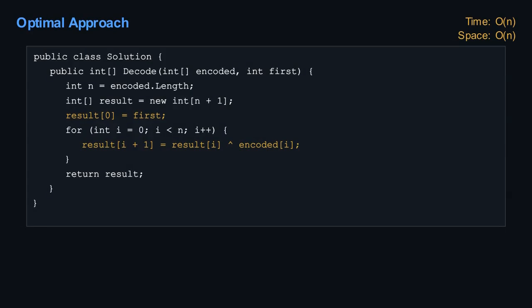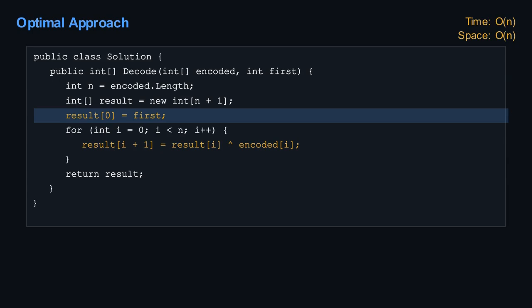The key insight here lies in the fundamental property of XOR. If A XOR B equals C, then A XOR C equals B, and B XOR C equals A. This means we can reverse the operation. Since encoded at index I is original at index I XOR original at index I plus 1, we can deduce that original at index I plus 1 must be original at index I XOR encoded at index I.